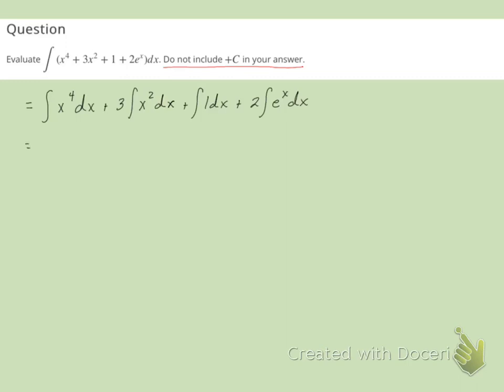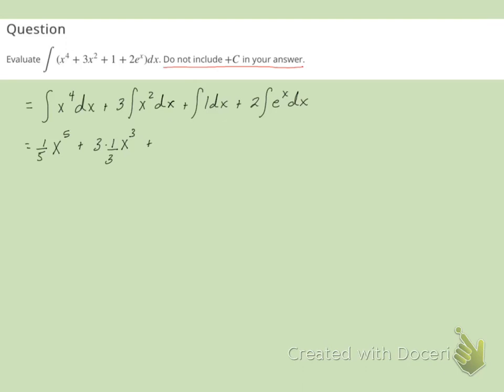So I'm going to use the power rule, and we're going to increase the power by 1 and divide by the new power. So we will get x to the fifth, and then we're going to divide by the new power. I'm going to keep doing that for each one. So here we have a 3. When I increase this to an x cubed, I'm going to then divide by the new power.